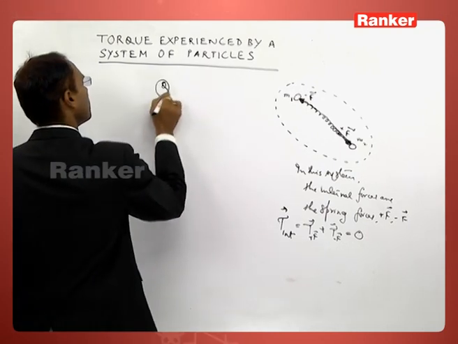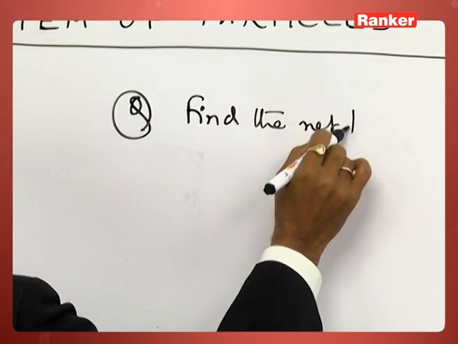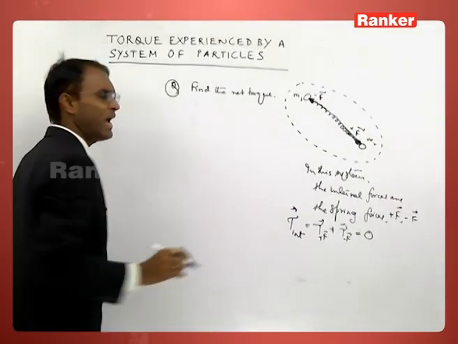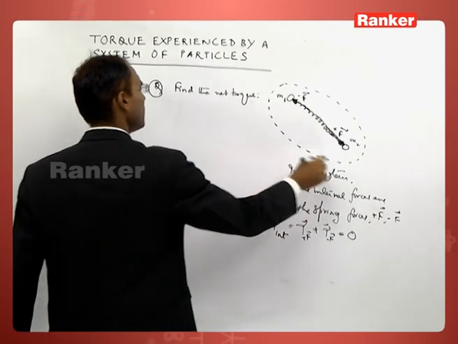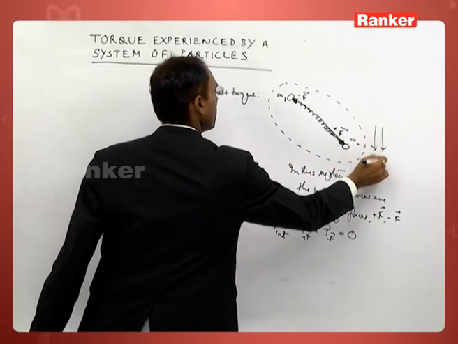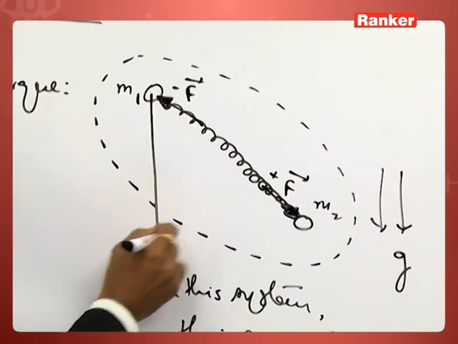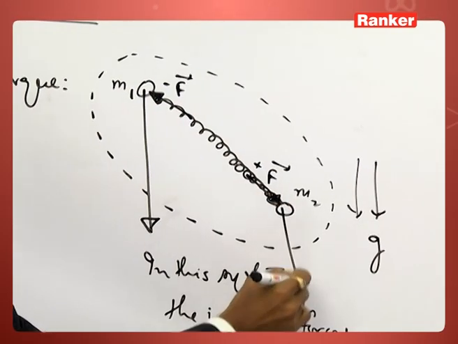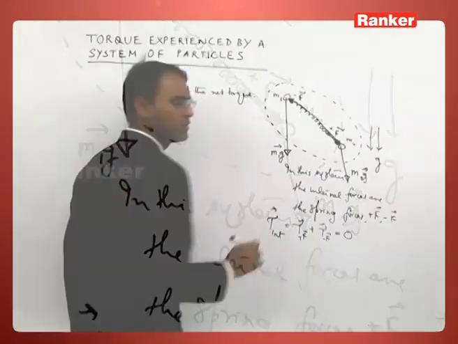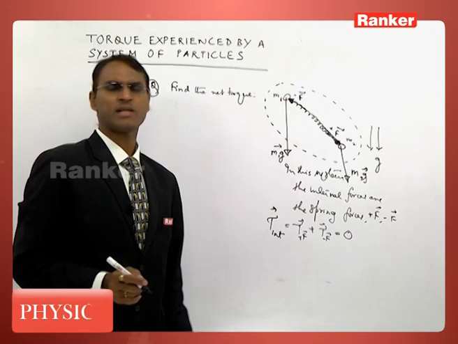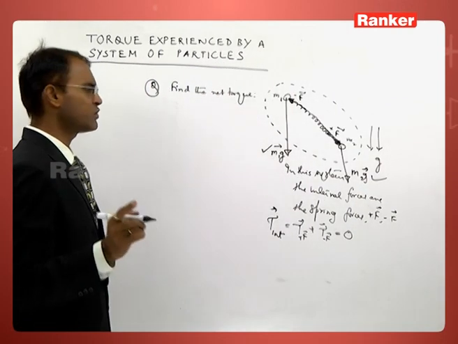Then find the net torque experienced by the system of the particles interconnected by the spring and subjected to gravity. If you draw the free body diagram, in addition to the internal forces, we have the gravity forces. Gravity pulls both the particles down with forces m1g and m2g. g is the acceleration due to gravity.